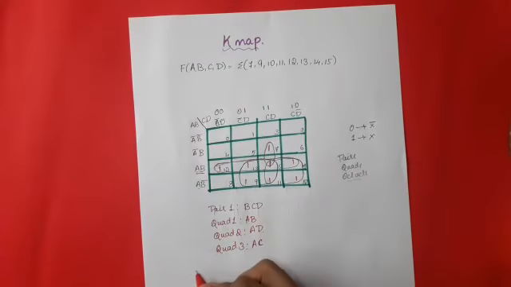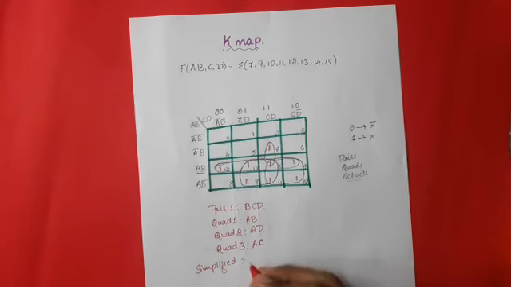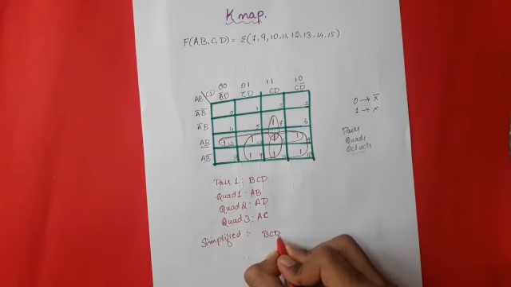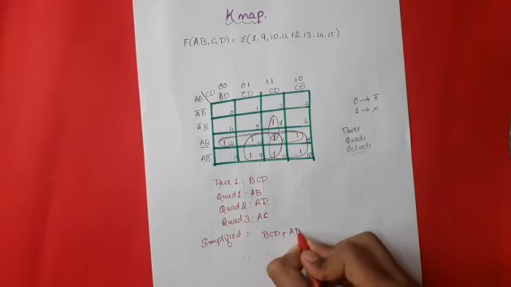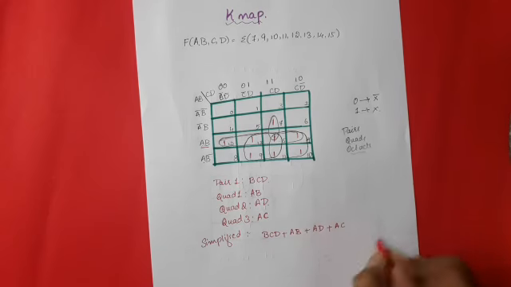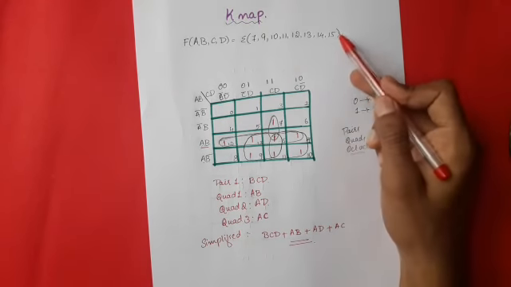So the simplified expression will be B C D plus AB plus AD plus AC. So this will be the simplified format when we solve this expression.